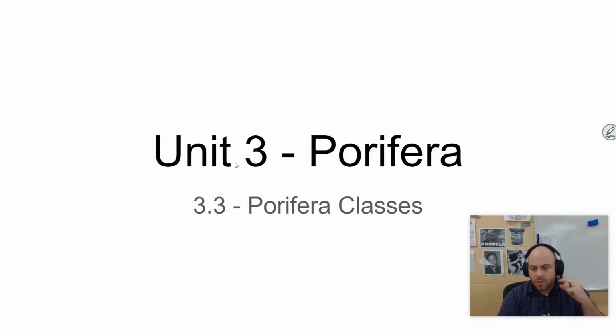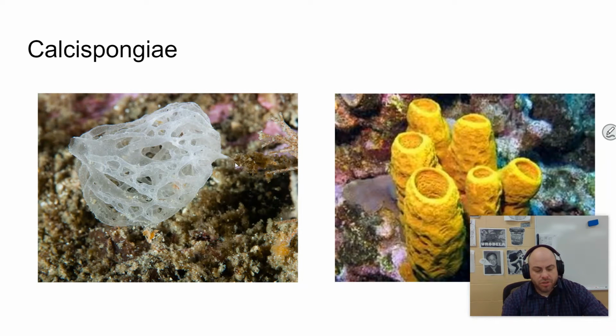All right, in this video, we're going to be looking at Porifera classes, and we'll be looking at 3 of the 4 Porifera classes. The first one that we're going to look at is Calcispongiae. Calcispongiae is the smallest of the 3 classes that we're looking at, with only 400 species. These animals, among their ancestors, represent the first animals ever.